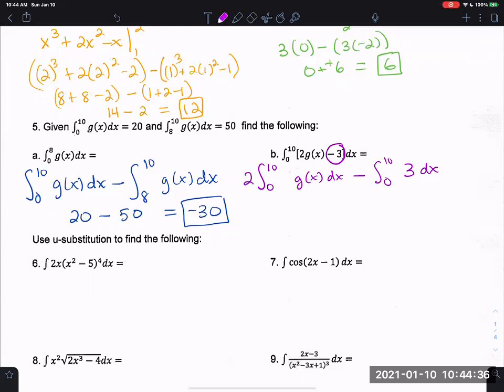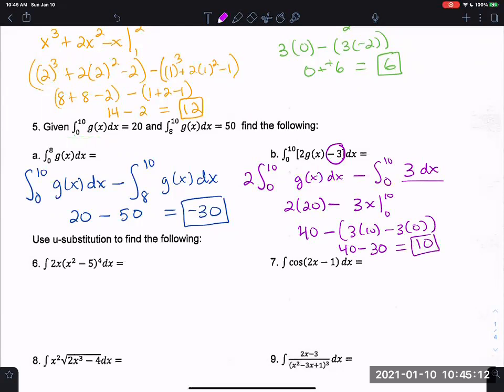And so I actually could take, and I'm going to just do that in this step, let's put the 2 out front. How about that? Okay. All right. So this is pretty straightforward because 0 to 10 is given to us right here. So that's 2 times 20. Not too bad. Minus, now we actually do have to take the antiderivative of that. Minus 3x evaluated from 0 to 10. So we have 40 minus, now this would be 3 times 10 minus 3 times 0, right? So it's 40 minus 30, which is 10.